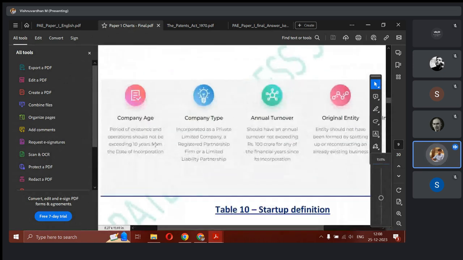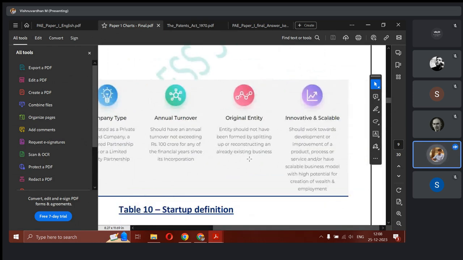So the age of the company shouldn't be more than 10 years. It should be a private limited company. It should not have a turnover of more than 100 crores. And it should not be some kind of split up. As in, TVS can't split itself into 5 companies and say that, oh, we are not exceeding 100 crores, we are a startup now. And then lastly, it should be towards the creation or development of a product or improving India, stuff like that. And there are more criteria.